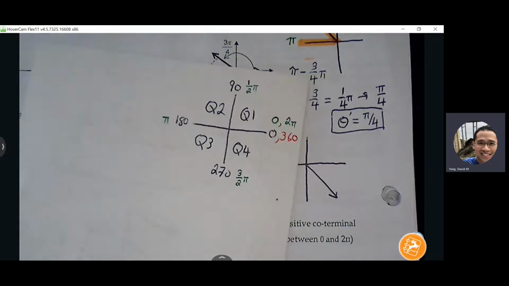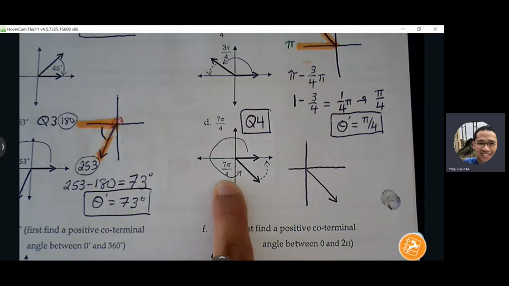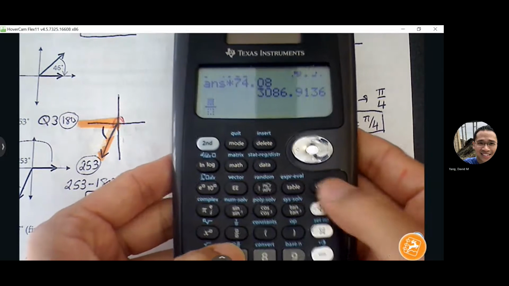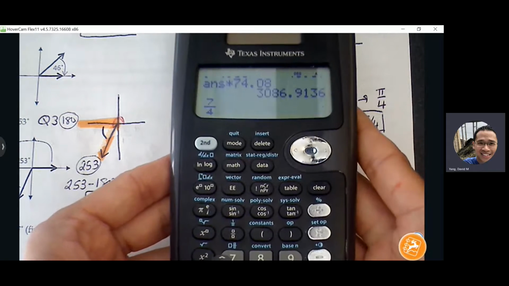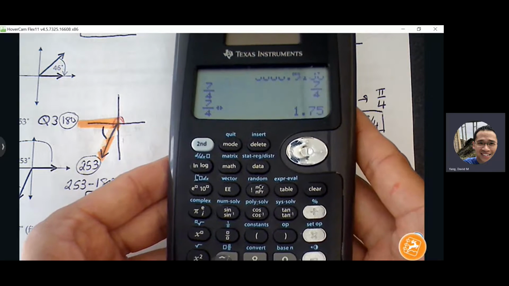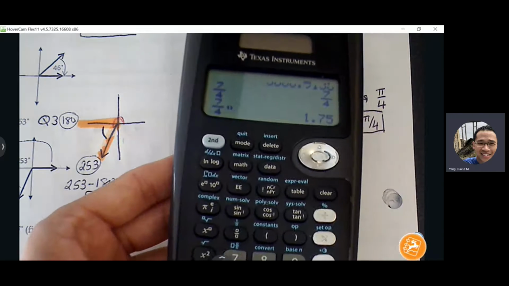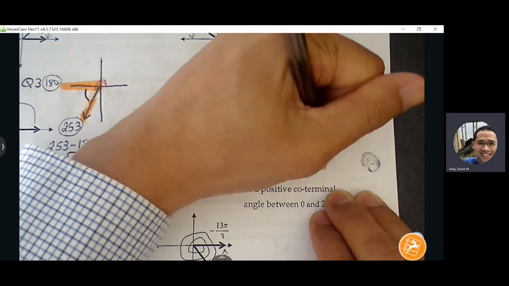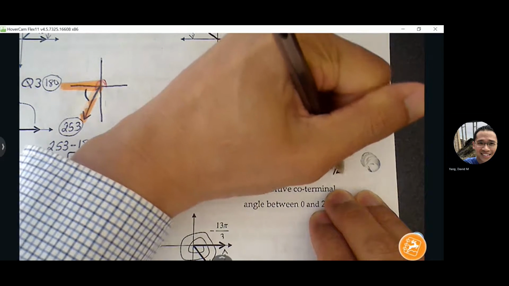So if you look at 7/4, 7/4 is more than 1.5, but less than 2. So that's why it's in the fourth quadrant. If you just do a quick check, 7/4 as a decimal is 1.75. That's more than 1.5, but less than 2. So you can just look at the fraction to help you know where it's going to land. Okay? Now, I'll go ahead and put that there, 7/4.